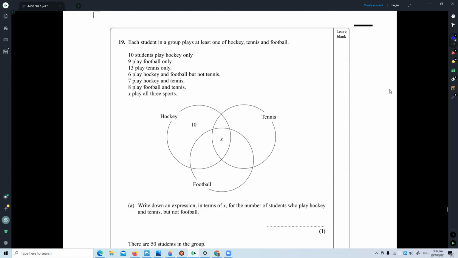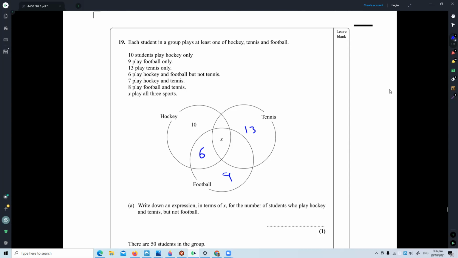Each student in a group plays at least one of hockey, tennis, and football. 10 students play hockey only. All right. 9 students play football only, so I can stick that here. 13 play tennis only. Okay. 6 play hockey and football, but not tennis. Hockey and football, but not tennis. Oh, so there's 6 here. 7 play hockey and tennis.